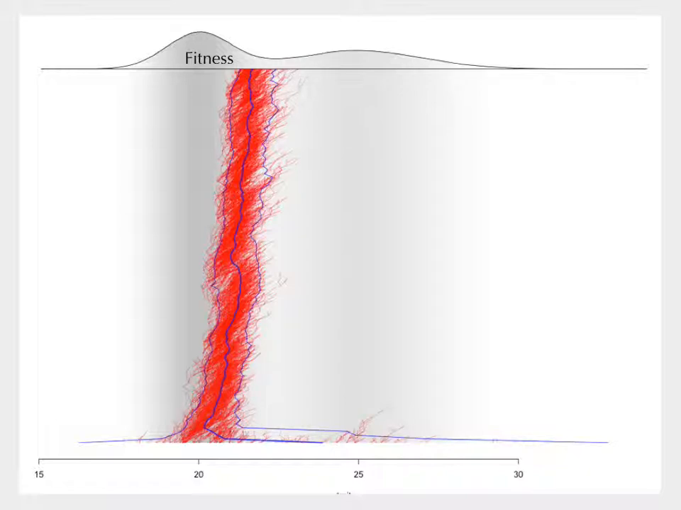And this comes back to the idea of why aren't things perfectly adapted? One reason is that these mutations could be pulling away from the selective peak.